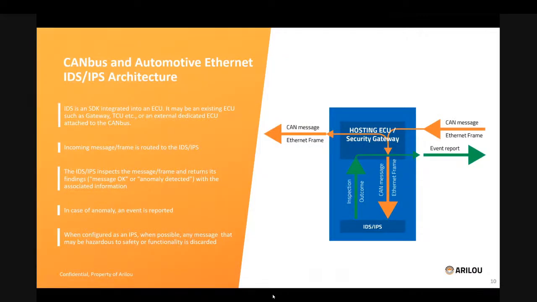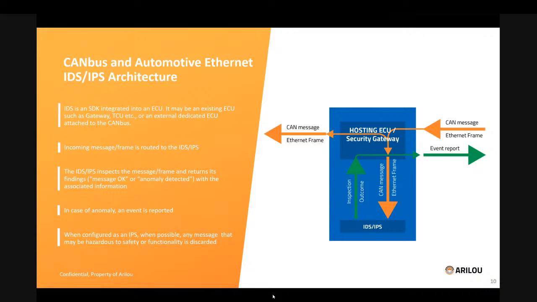Let's look at the architecture. Basically, more or less the same architecture. We would be staying in a security gateway. Actually, it can be any ECU. For this purpose, it can be the telematics, it can be the IVI, it can be the powertrain. But most likely it would be the gateway, because all the messages go through this device.